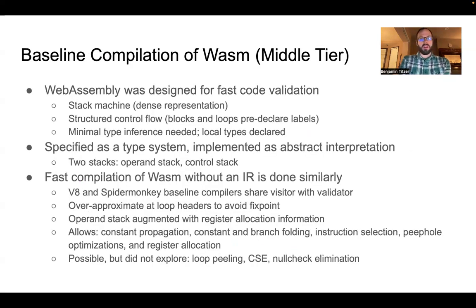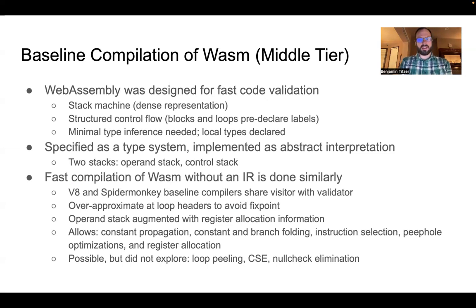How do we get there? So this is about the middle tier. So we're talking about baseline compilers. And the interesting thing about baseline compilers is that they're very much benefiting from WebAssembly's design for fast code validation. WebAssembly is a stack machine. It has structured control flow. That means that blocks and loops are actually nested and they have to pre-declare their labels. It doesn't require a lot of type inference. In fact, all the local types are basically already there.